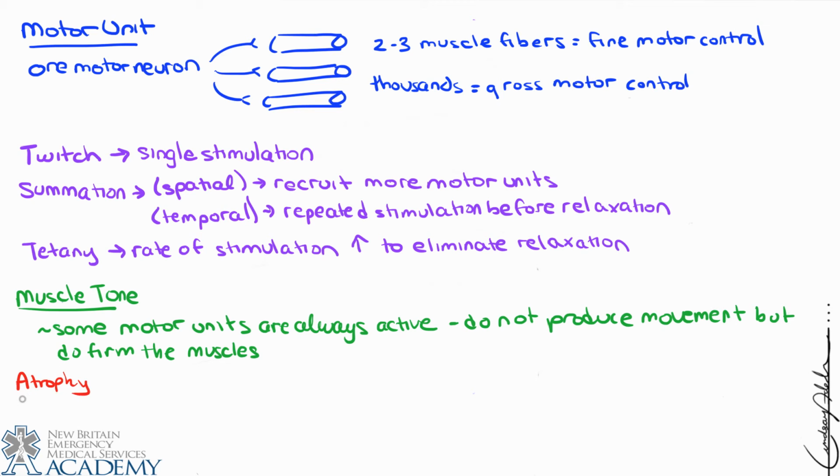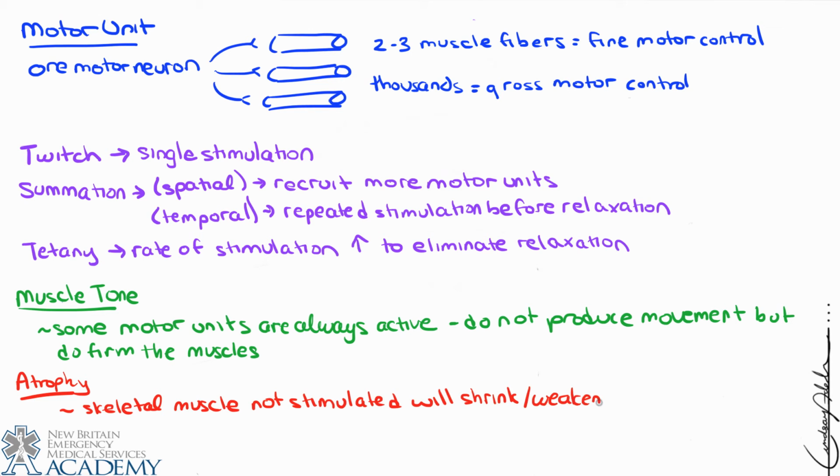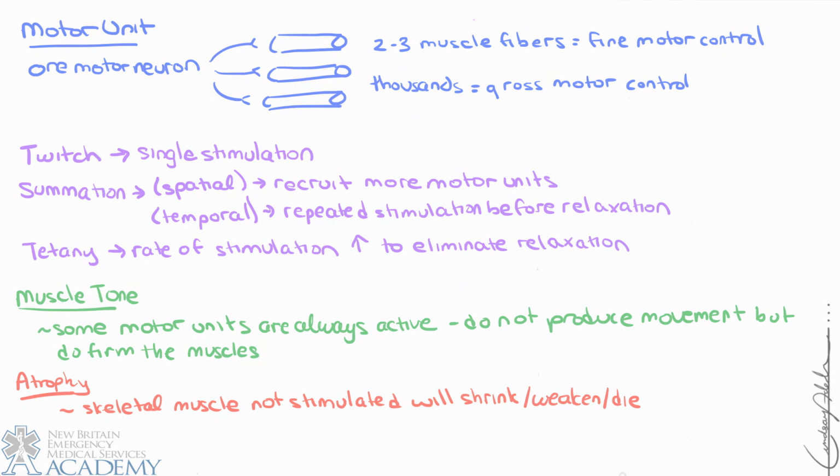It's important to note that any muscle that's not stimulated will actually shrink and start to die over time, and this is called atrophy. Atrophy can be noticed in disease states, but it can also be noticed in people who stop exercising or stop going to the gym. After a period of time, you notice that the muscles that you've built have started to shrink back down to maybe their more original size.